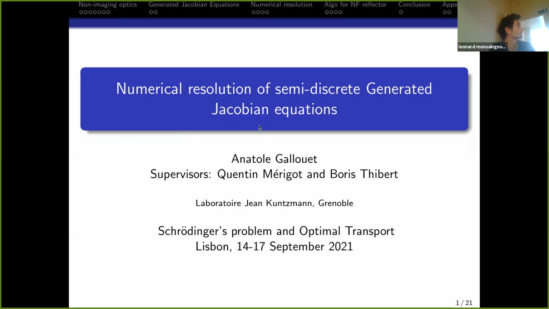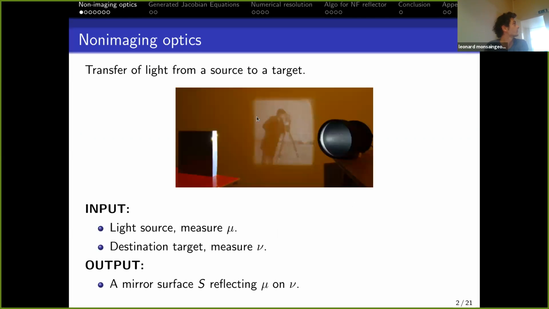The generated Jacobian equations are, in a sort of way, generalizations of the optimal transport problem that were introduced by Schrödinger in 2014. They arise from a non-imaging optics problem, an inverse problem in non-imaging optics. So what I'm going to do is start by introducing this problem in non-imaging optics, and then see how it leads to generated Jacobian equations and how we can solve them.